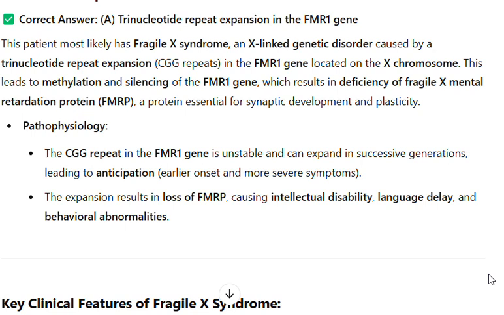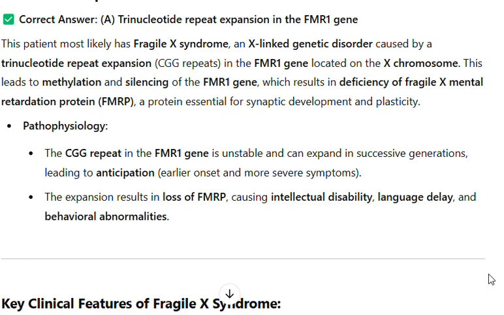Pathophysiology: the CGG repeat in the FMR1 gene is unstable and can expand in successive generations, leading to anticipation, earlier onset, and more severe symptoms. The expansion results in loss of FMRP, causing intellectual disability, language delay, and behavioral abnormalities.